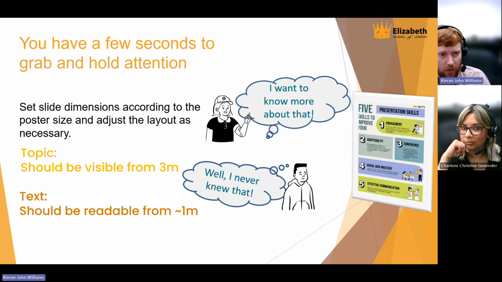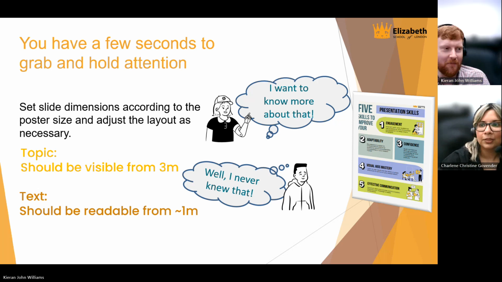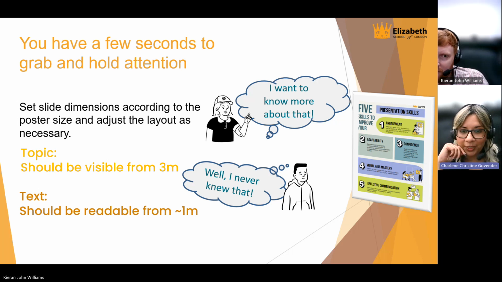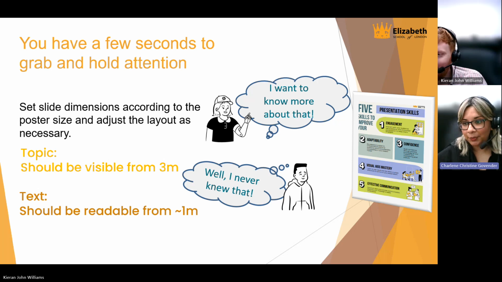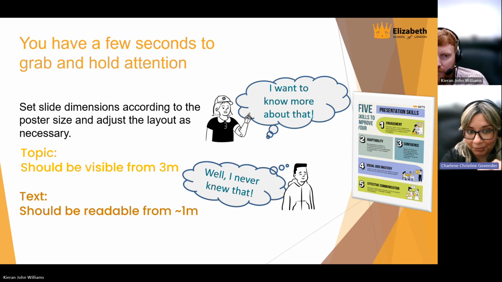So if you see here, the topic should be visible from 3 meters away. So your topic, either through a big image or through large text, is going to have to be visible to someone maybe on the other side of a room. And your text should be readable from 1 meter away. So we want to make sure our images are bright, bold, capturing an idea, and we are able to read the text from far away.